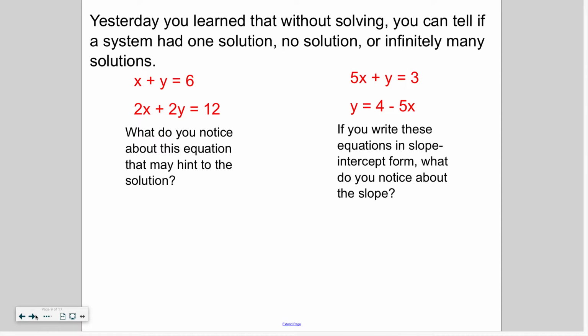So yesterday and the day before, we learned how to tell one solution, no solution, and many solutions. So we just talked about how to tell if it's one solution. How do we know? Different slopes. Yeah, if they have different slopes, then we know that that system has one solution. Right? What about no solution? Do any of the systems up there have no solution?